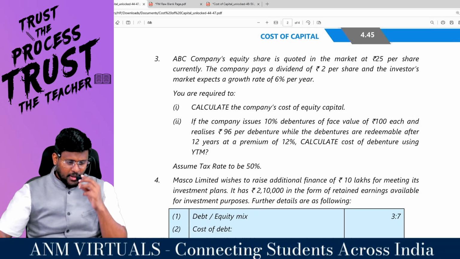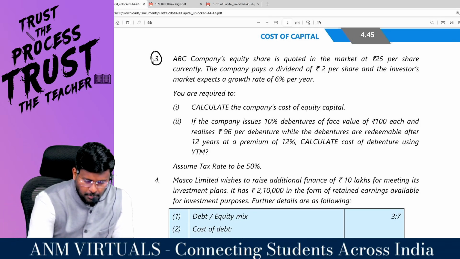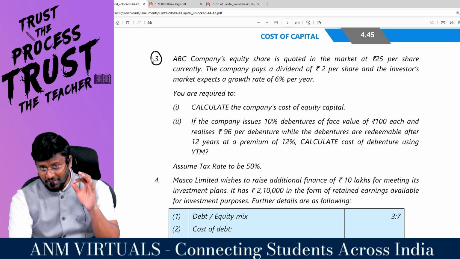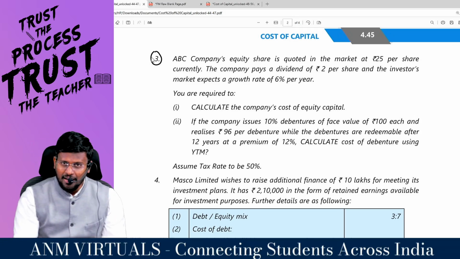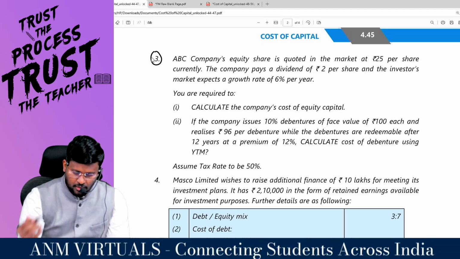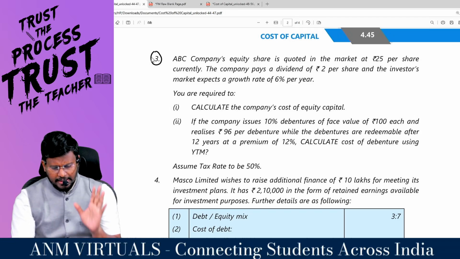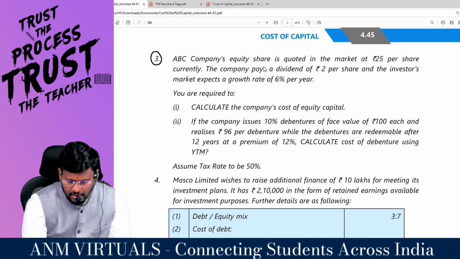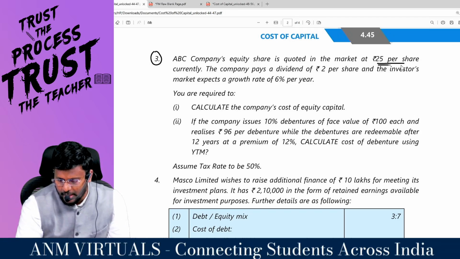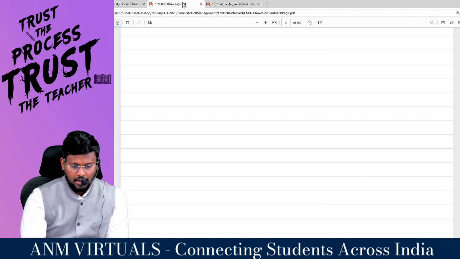Yes, sir. We are moving to the third question of the book back. I hope that you would have tried this question and this will give some value addition with regard to question number 3. ABC company's equity share is quoted in the market at 25 per share currently.